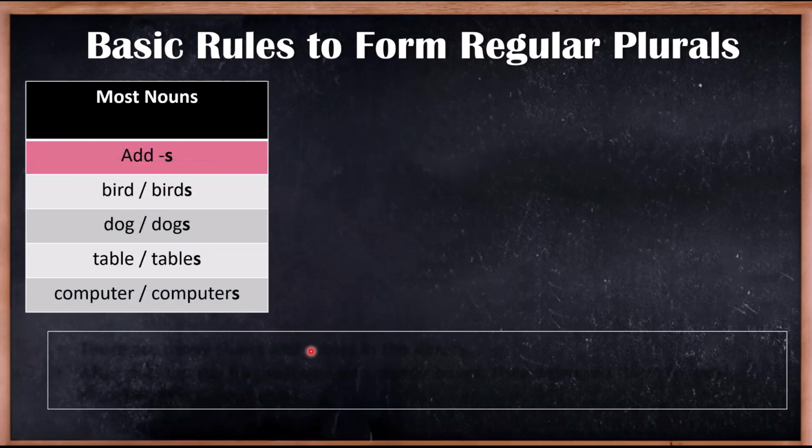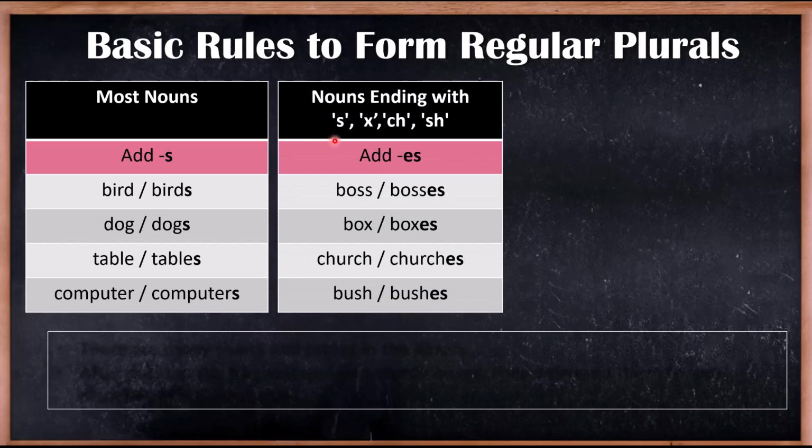So first of all, let's talk about the basic rules to form regular plurals. With most nouns, we just add an S. Bird, birds, dog, dogs, table, tables, computer, computers. This is very simple. Singular nouns that end with S, X, CH, or SH, we add ES. So boss becomes bosses. Box becomes boxes. Church becomes churches. Bush becomes bushes.